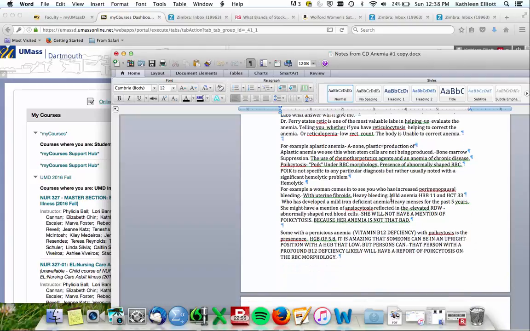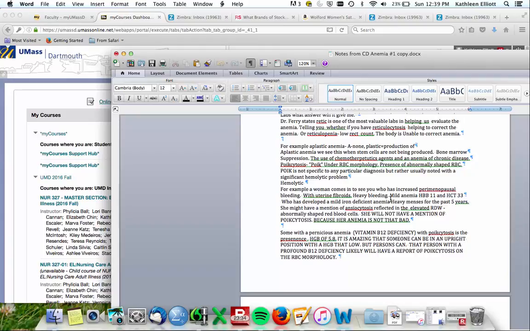For example, aplastic anemia. A means none, plastic means production of. Aplastic anemia, we see this when stem cells are not being produced. We have bone marrow suppression, and these can be due to chemotherapeutic agents or anemia of chronic disease. Poik, or poikilocytosis, under the red blood cell morphology, is the presence of abnormally shaped RBCs. Poik, same as poikilocytosis, a lot of people will say poik, is not specific to any particular diagnosis, but rather usually noted with a significant hemolytic problem.